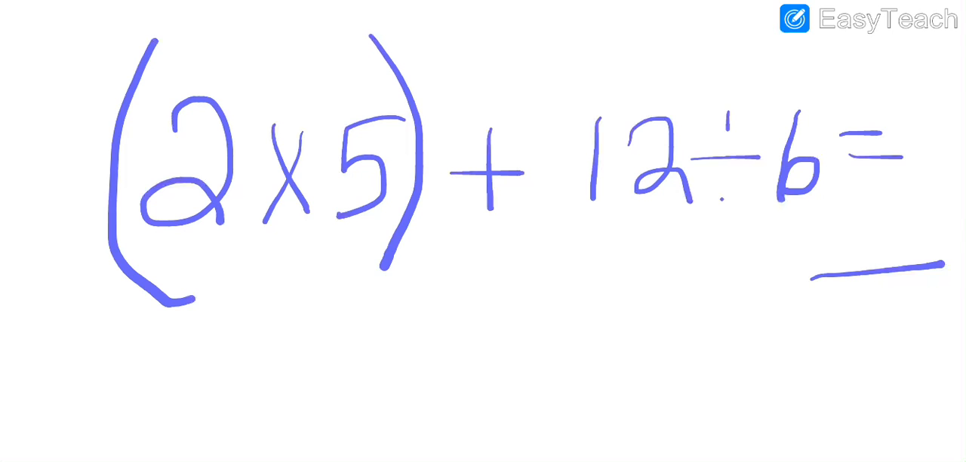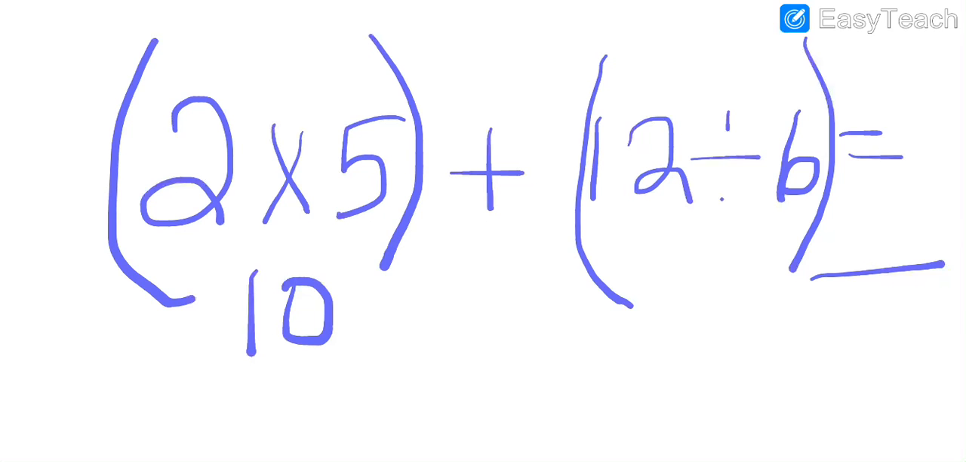D for division. I do see a division equation. Let's put parentheses around that one. Excellent. And I think we're ready to solve our equation. So let's do our parentheses first, now that we have inserted them. 2 times 5 is 10. Excellent. 12 divided by 6. Again, you can use a turnaround fact. 6 times what is 12? 6 times 2. Therefore, 12 divided by 6 is 2.